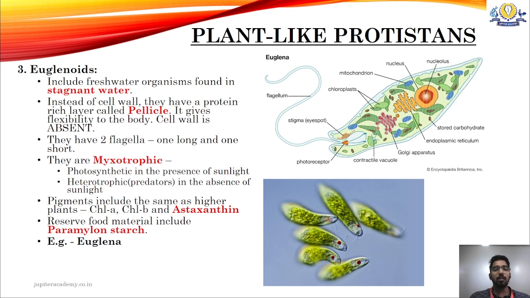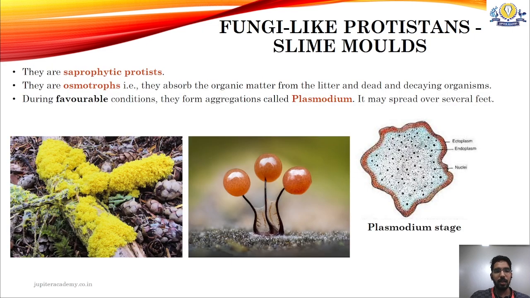Reserve food material seen. What is reserve food material? When food is produced during photosynthesis, everything is not utilized. Some of it is stored. This is stored in the form of paramylon starch. Such stored food material is called reserve food material. Example is Euglena.